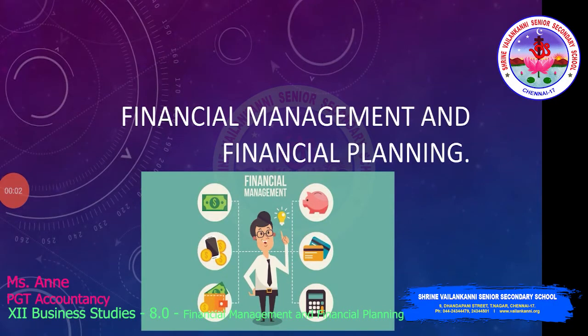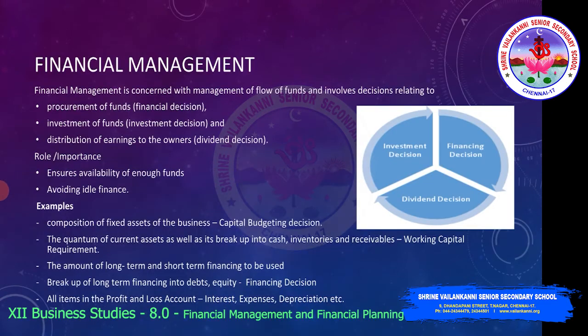This session we are going to discuss a new chapter, Financial Management and Financial Planning. Financial management is concerned with management of flow of funds and involves decisions relating to procurement of funds. We call this a financial decision. Investment of funds, that is investment decision, and distribution of earnings to the owners, that is dividend decision.